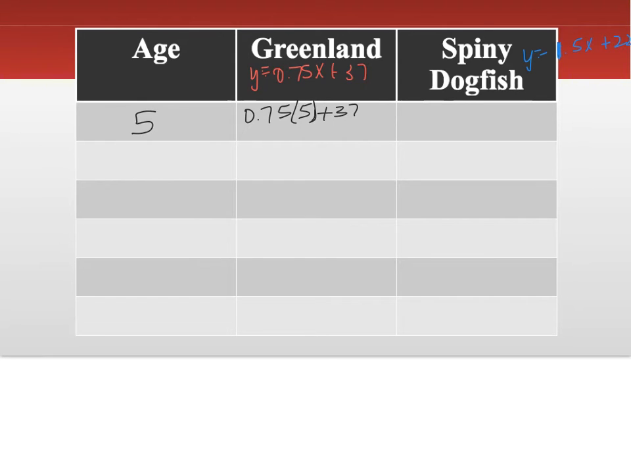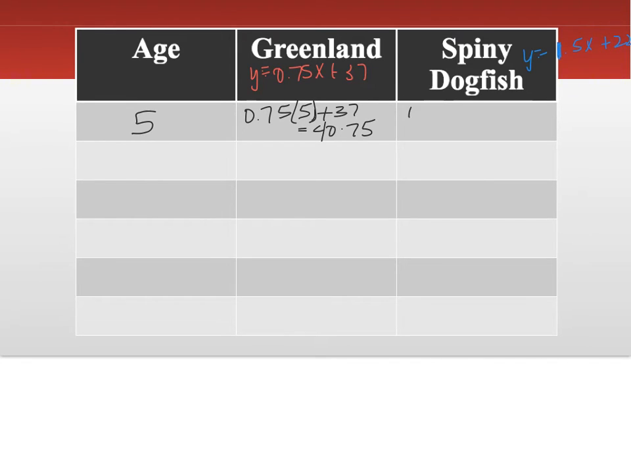Sometimes this method takes a very long time, but it is sometimes useful, especially when you're only given the opportunity to graph or to create a table. And in this case, we don't want to create a graph because no one wants to try to count slope with 0.75. I mean, we could change it to a fraction of 3/4, but let's not. So here we go. We have 0.75 times 5, which is 3.75. And if we add that to 37, we get 40.75 centimeters.